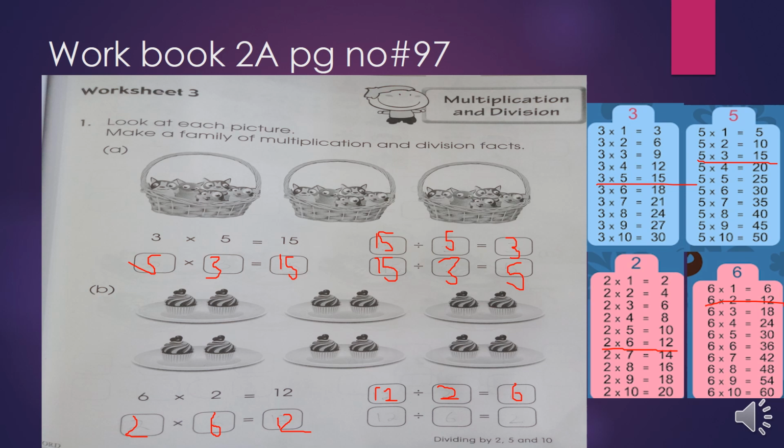What will be the division sentence? Again 12 in total, when we divide into 6 equal groups. 12 divided into 6 equal groups. In each group we will get how many cupcakes, class? 2. In each plate you can see 2 cupcakes.